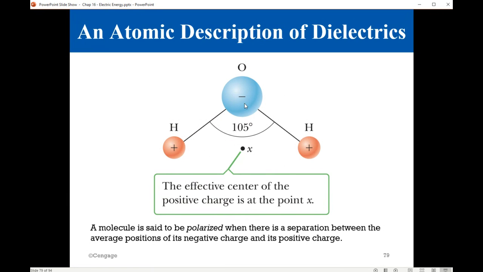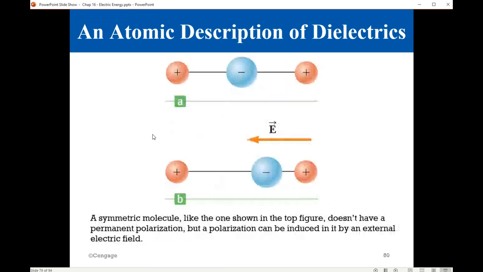Because of that, you have a situation with 2 charges, minus 10e and plus 10e, separated from each other. Therefore, you have an electric field between them. This is called an electric dipole. So water molecules have a permanent dipole due to the distribution of the negative and positive charges in the molecule.